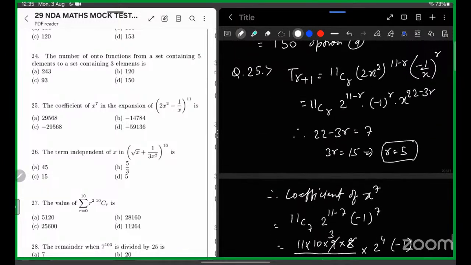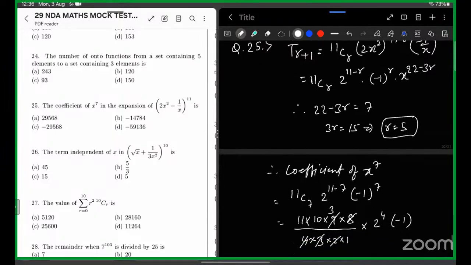The mistake or what? 11CR (2x)^(11-r), then (-1/x)^r. 11CR 2^(11-r), x raised to power 22 - 2r - r, minus 3 minus 1 is fine. The r value I got is 5.